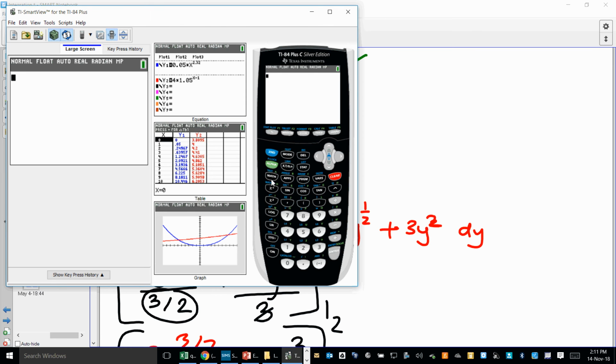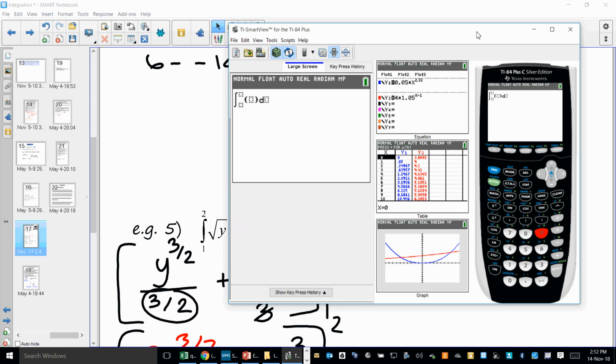So, we press math, this button here, and 9. And you should get a screen that looks like that. All right, so let's put stuff in. Let's do one of the examples we did where we knew the answer.